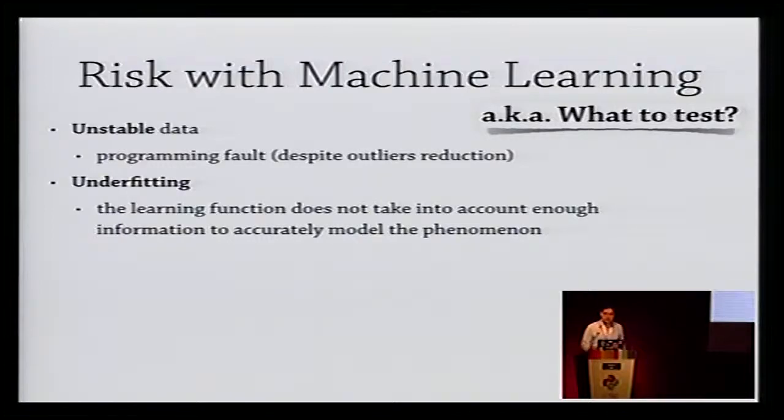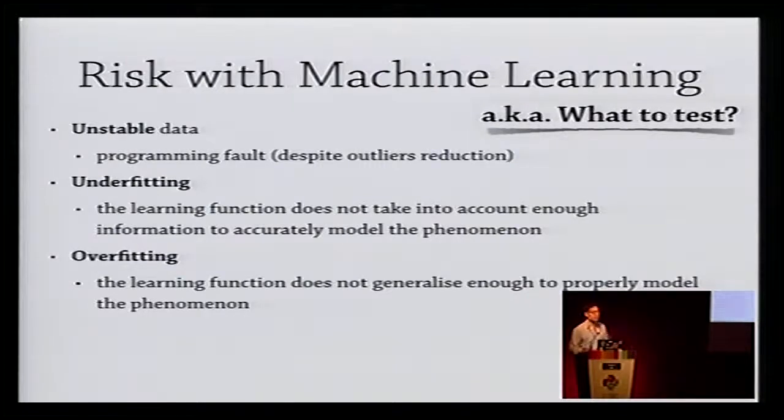We may end up with a problem which is called underfitting. The underfitting problem means that the learning function we decide to use, and sometimes this means the set of parameters we decided to set to our model, is not properly suited for our data. So the learning function does not take into account enough information. So the model is not accurate enough to learn from our data. This is called underfitting. Another problem is overfitting, the counterexample, a completely different problem. The learning function does not generalize enough.